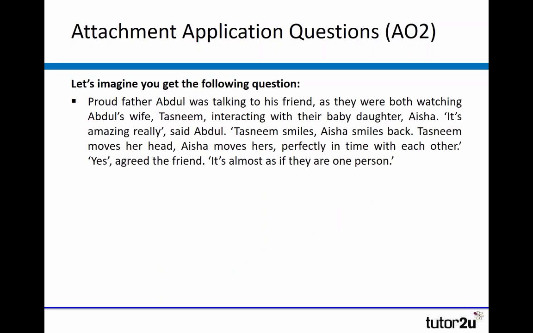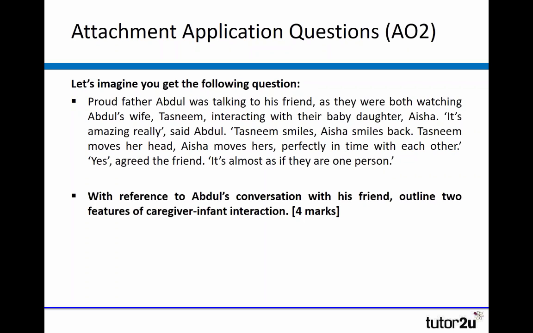There's a lovely stem that says, proud father Abdul was talking to his friend as they were both watching Abdul's wife, Tasneem, interacting with their baby daughter, Aisha. "It's really amazing," said Abdul. "Tasneem smiles and Aisha smiles back. Then Tasneem moves ahead and Aisha moves ahead, perfectly in time with each other." "Yes," agreed the friend, "it's almost as if they're one person." The question then reads, with reference to Abdul's conversation with his friend, outline 2 features of caregiver-infant interactions.